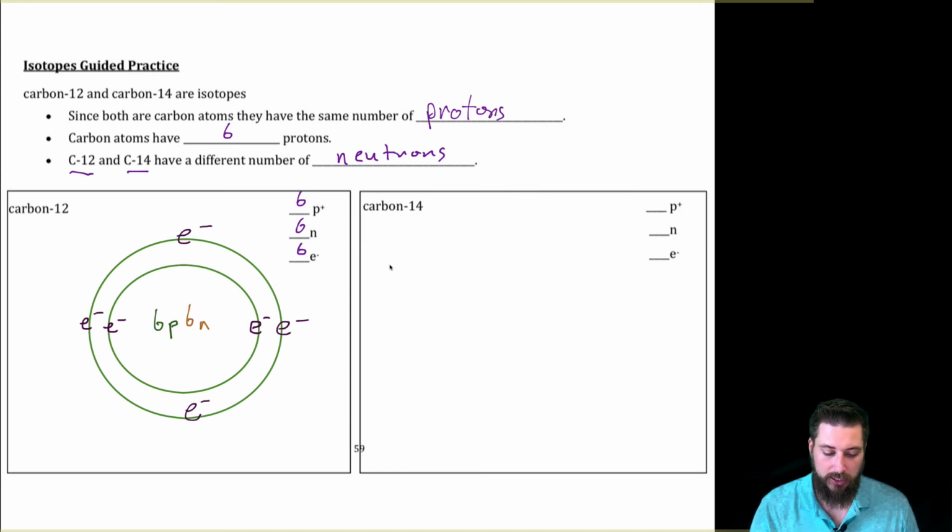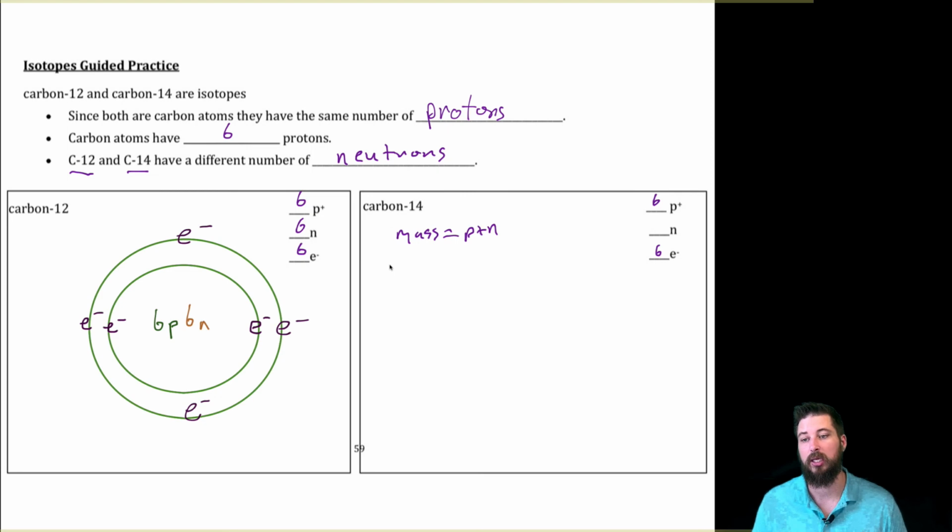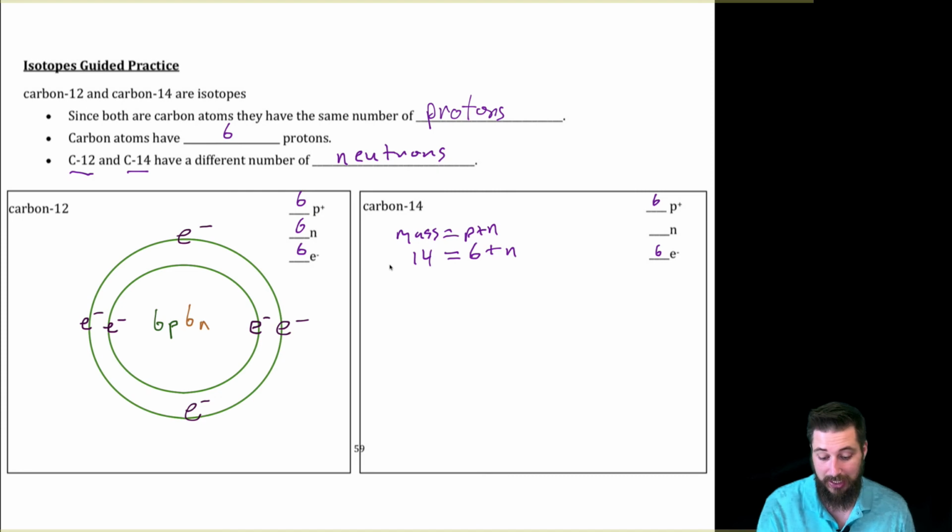All right, so let's go ahead and do this next one. So we've already talked about it has 6 protons and the electrons are the same. However, the mass is going to be equal to the protons plus the neutrons. We know the mass is 14 because it's telling us that it has a mass of 14. And so 14 is going to be equal to whatever the protons are, which is 6, plus the neutrons. And so in this situation, the neutrons must be 8. So there must be 8 neutrons in this situation.